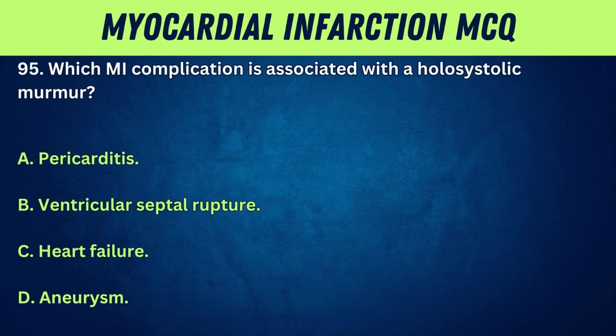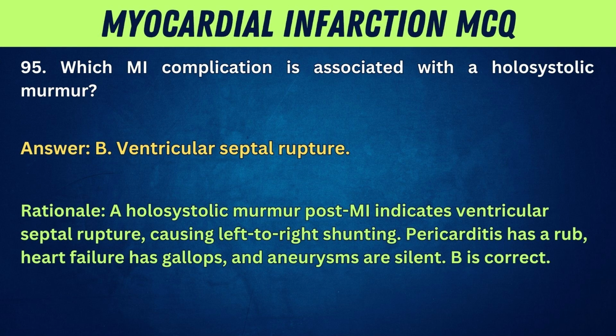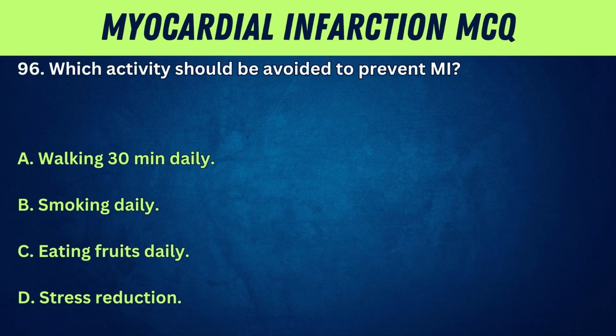95. Which MI complication is associated with a holosystolic murmur? A. Pericarditis. B. Ventricular septal rupture. C. Heart failure. D. Aneurysm. Answer: B. Ventricular septal rupture. Rationale: a holosystolic murmur post-MI indicates ventricular septal rupture, causing left-to-right shunting. Pericarditis has a rub, heart failure has gallops, and aneurysms are silent. B is correct.